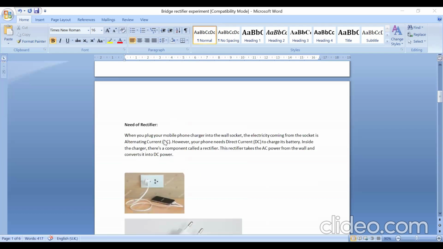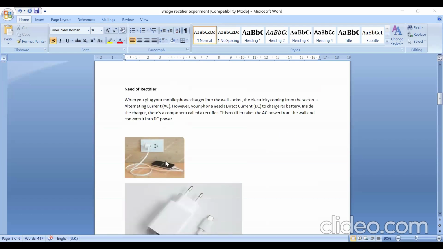So why we need rectifier? Can you tell me what is this diagram? This is a mobile charger. See, mobile is connected to a charger. When you plug your mobile phone charger into the wall socket, this is a wall socket, the electricity which is coming from this wall socket is alternating current. But your phone needs DC current to charge its battery. So there is a battery inside a mobile, and this needs a DC current to charge the battery.